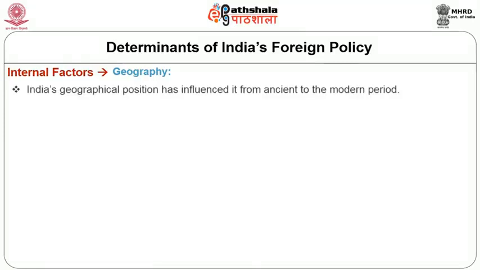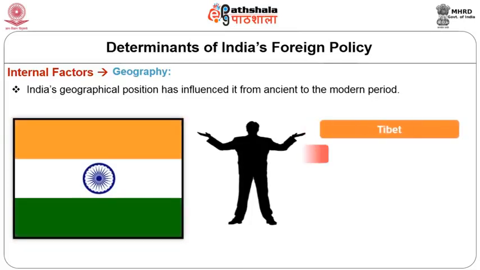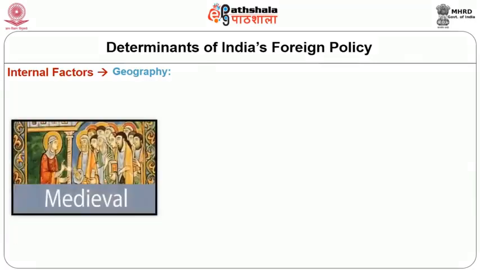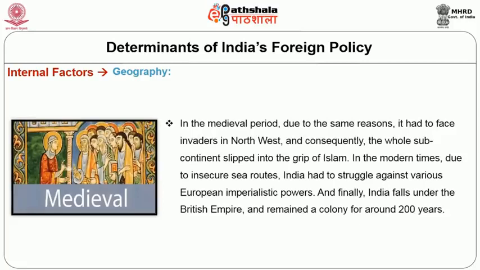India's geographical position has influenced it from the ancient to the modern period. In the ancient period, India on the one hand had to face attacks through the Khyber Pass in the northwest, and simultaneously on the other hand it succeeded in expanding its culture and religion in Tibet, China, Mongolia, Sri Lanka and Southeast Asia without fighting any war. In the medieval period, due to the same reasons, it had to face invaders in the northwest, and consequently the whole subcontinent slipped into the grip of Islam.